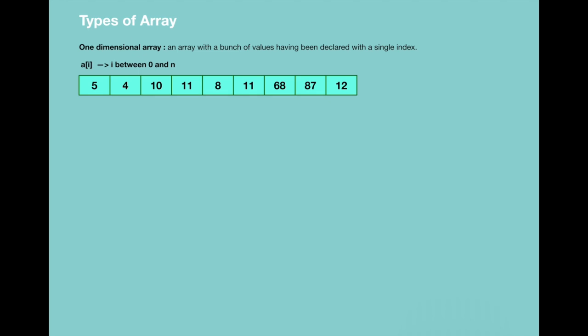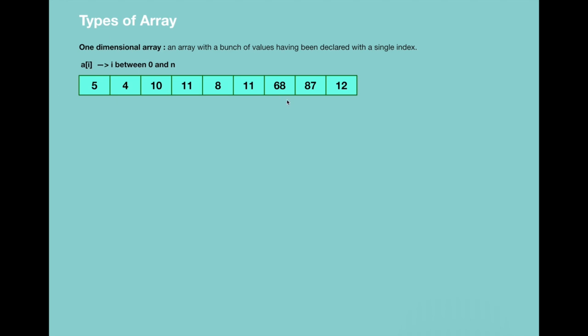The simplest type of array is the linear array, which is also known as the one-dimensional array. A one-dimensional array is an array with a bunch of values declared with a single index, as you see over here. A one-dimensional array is one which has only one row and multiple columns. If we look at the format of the one-dimensional array, we can easily see that we have multiple columns here and one row.